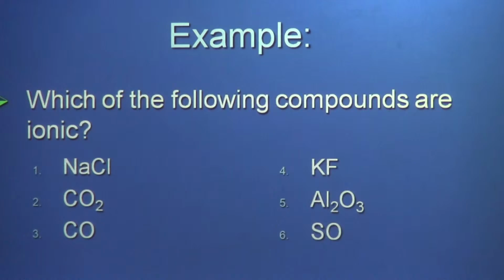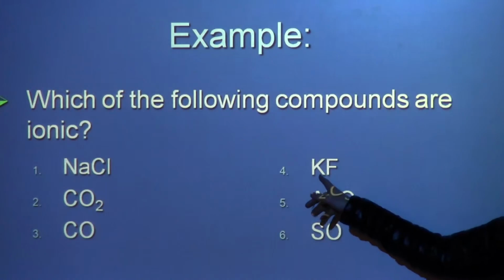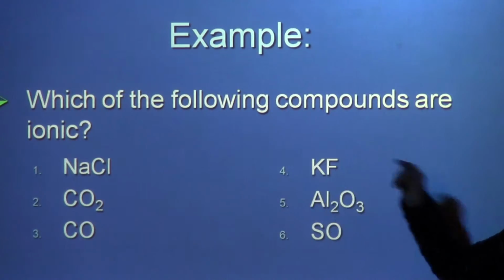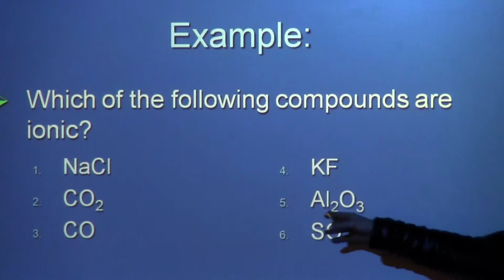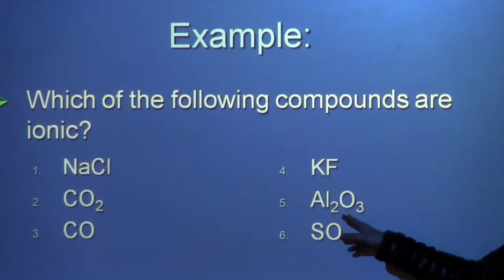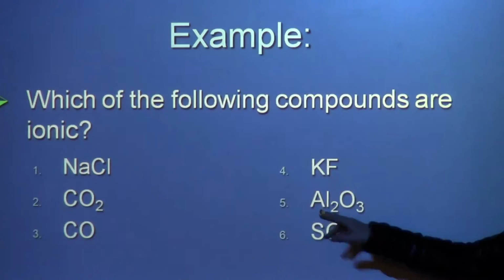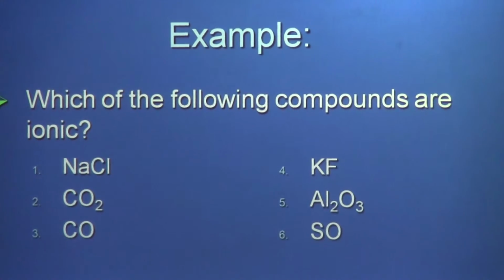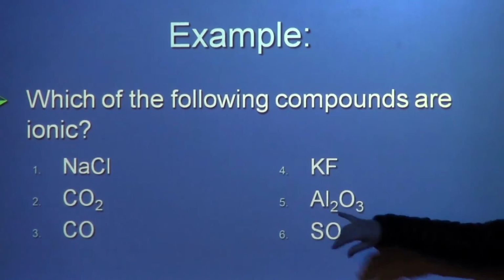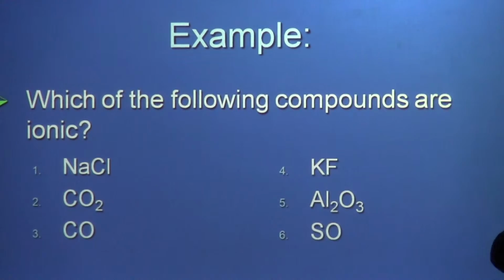How about K and F? Potassium and fluorine? Yes, because K, potassium, is a metal. Fluorine is a non-metal. How about aluminum and oxygen? Where's aluminum? It is a metal. It's in group 3, it's a metal. Oxygen, non-metal, so that's good.